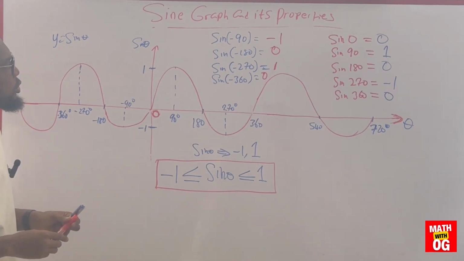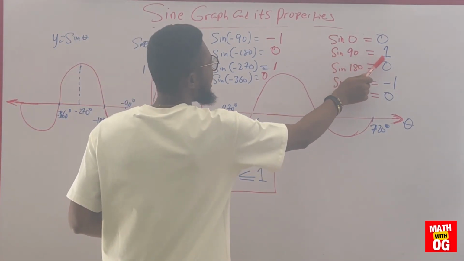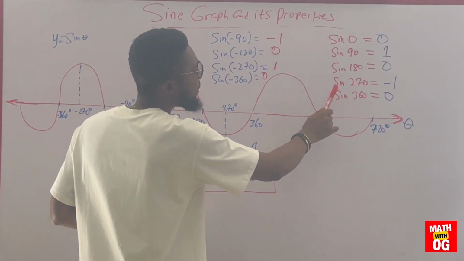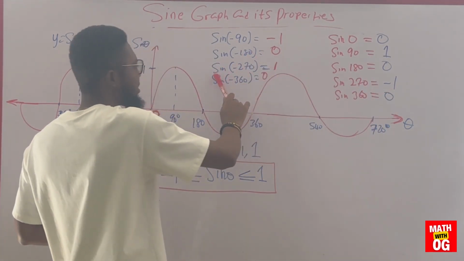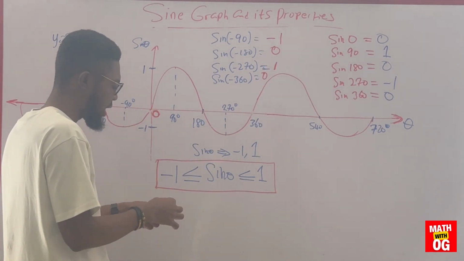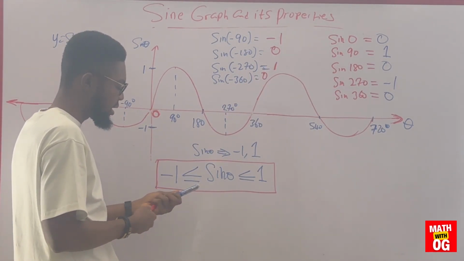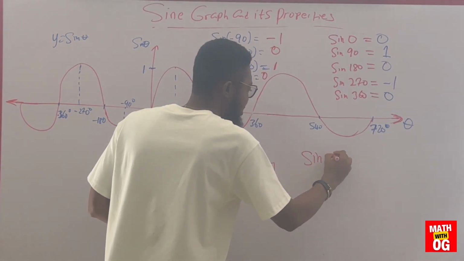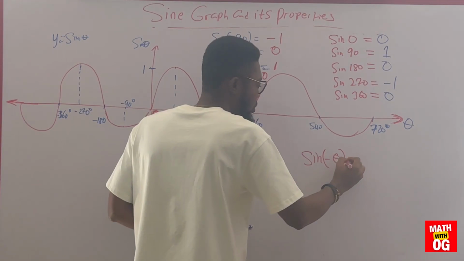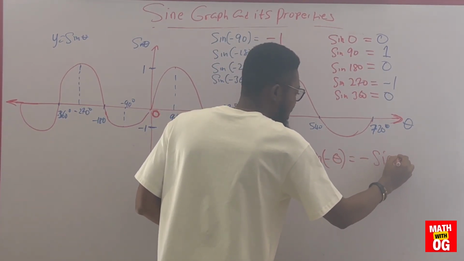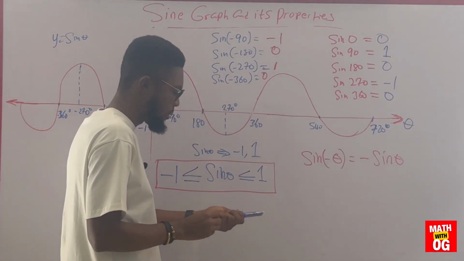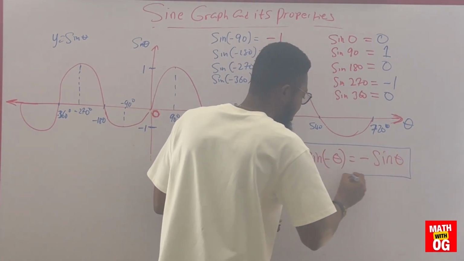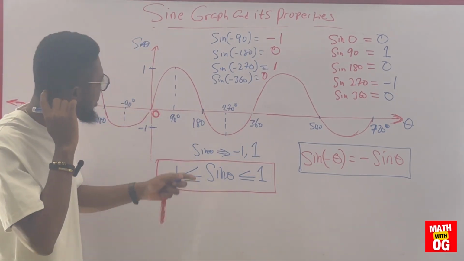Then the other property: you will observe that sine 90 is 1, sine minus 90 is -1. Then sine 270 is -1. However, sine minus 270 is 1. So I can write here that sine minus theta is always equal to minus sine theta. So let's check that out.